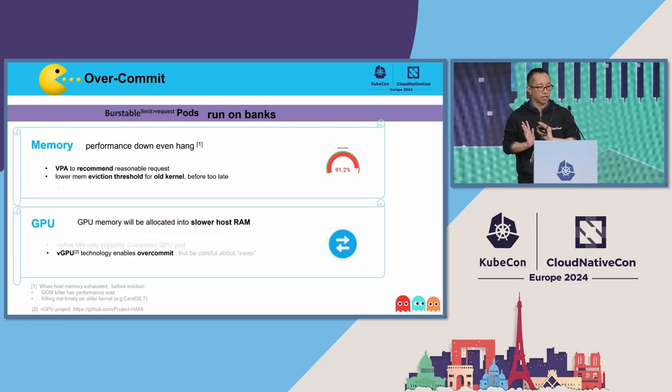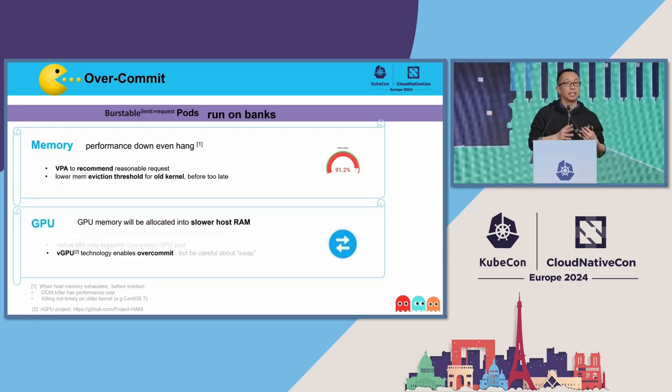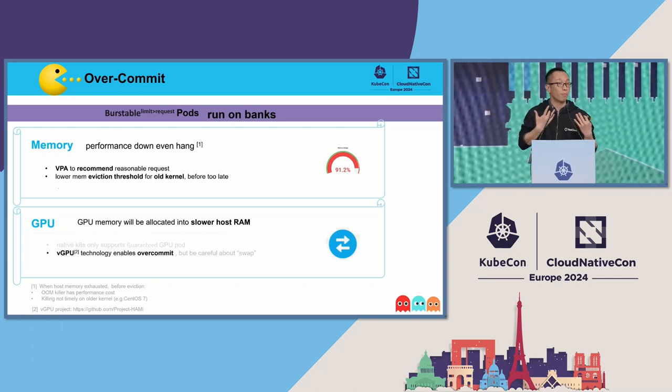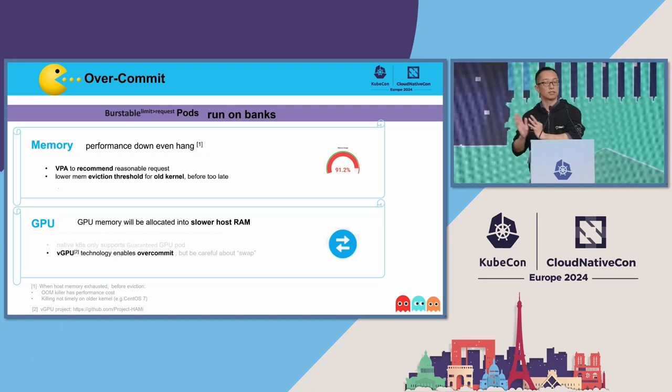For GPU, vGPU can enable overcommit, but be careful. When running at the limits, the GPU memory will be swapped to a slower host memory.